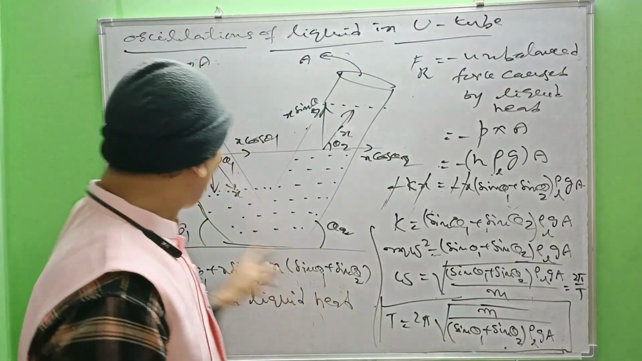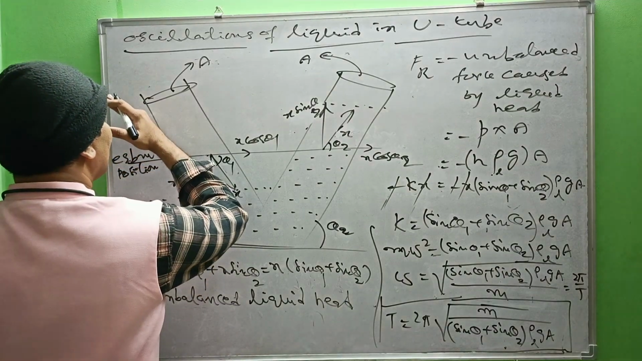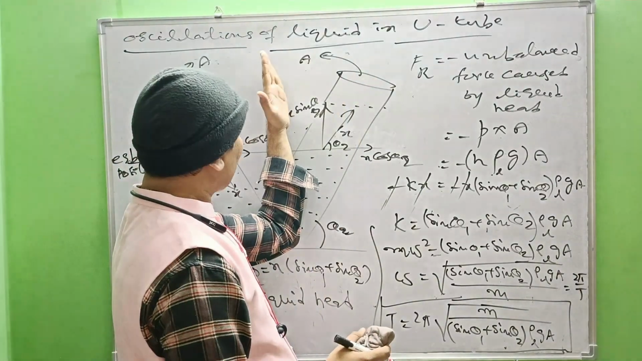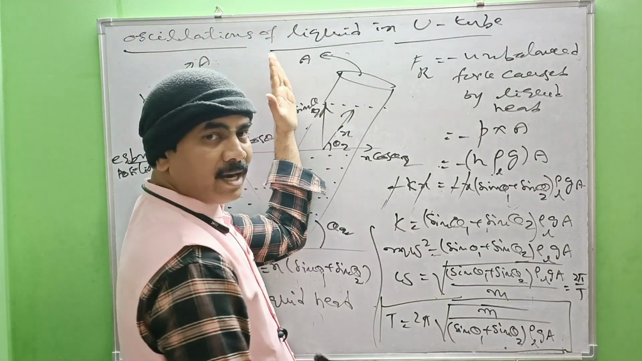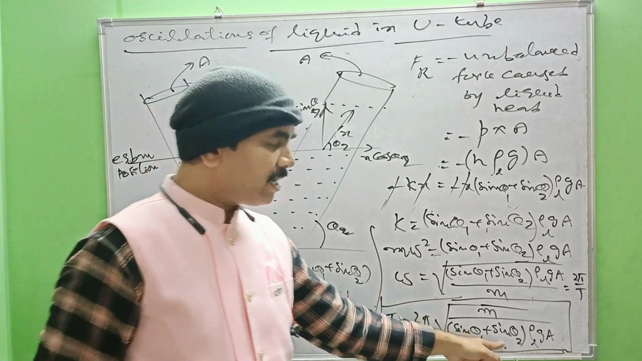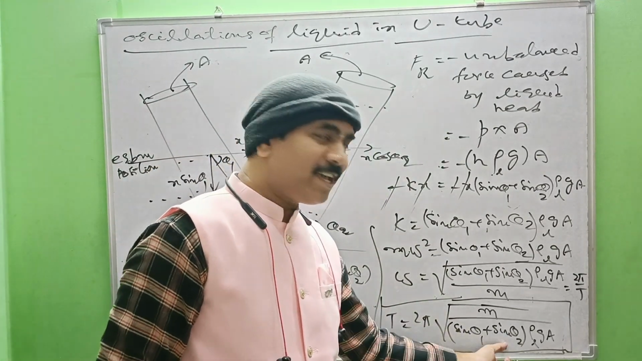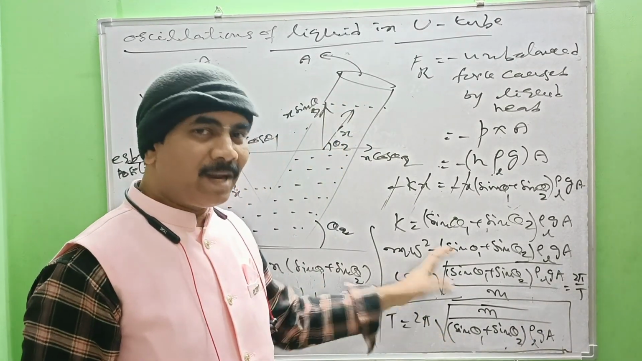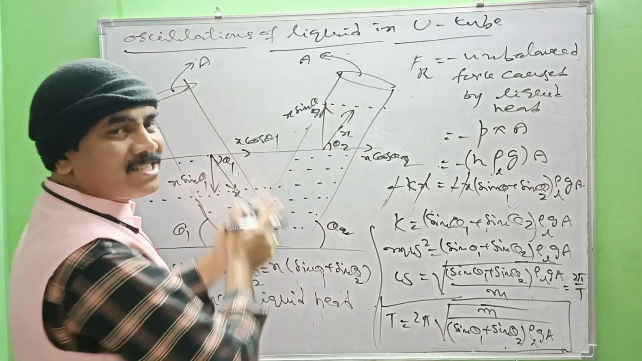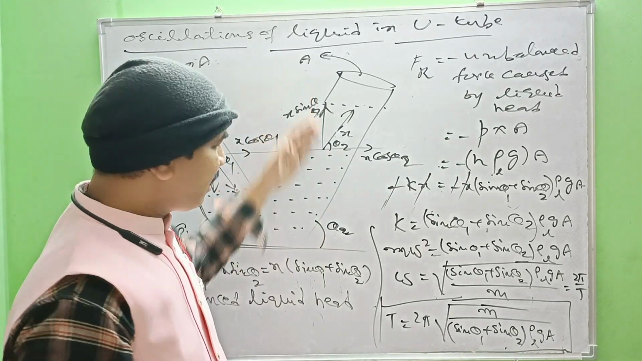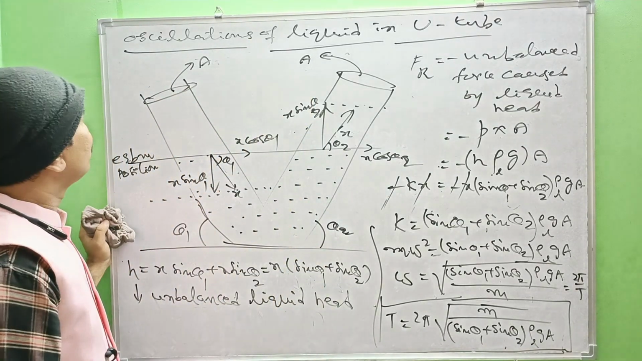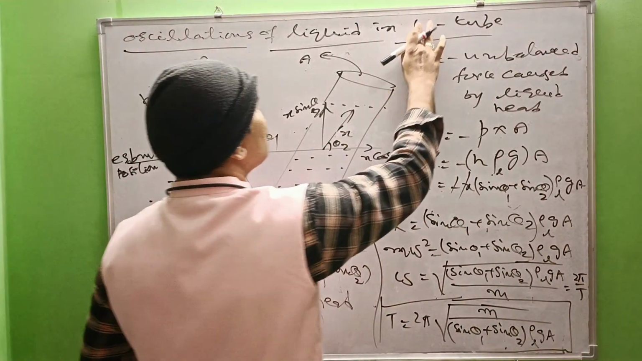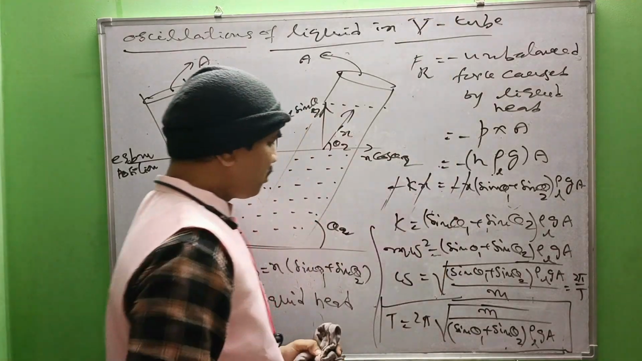If sin theta 1 equals 90, suppose it is perpendicular like this, then theta 1 becomes 90. The right limb is also perpendicular, then theta 2 equals 90. So if I take theta 1 and theta 2 as 90 degrees, sin 90 plus sin 90 is 2 rho G A. So the case will be reduced to the previous case, that is, oscillations of liquid inside a U-shaped device. So that is about oscillations of liquid in a V-shaped tube, right?